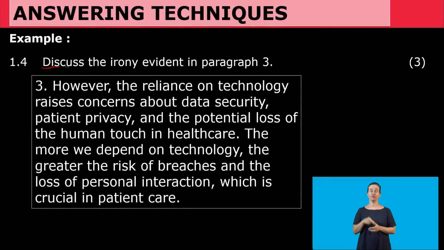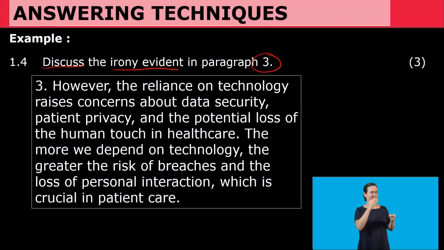Question 1.4 is the irony question, of course, a very popular question. Discuss the irony evident in paragraph 3. So irony, of course, when the opposite of what is meant is stated. So we're looking at the paragraph. The reliance on technology raises concerns about data security. It's the passage we just did as well. The loss of personal interaction.